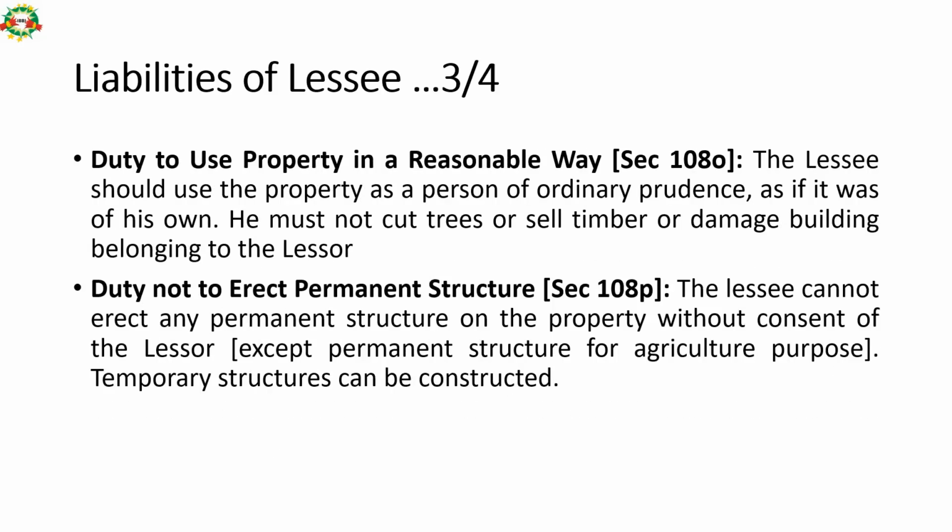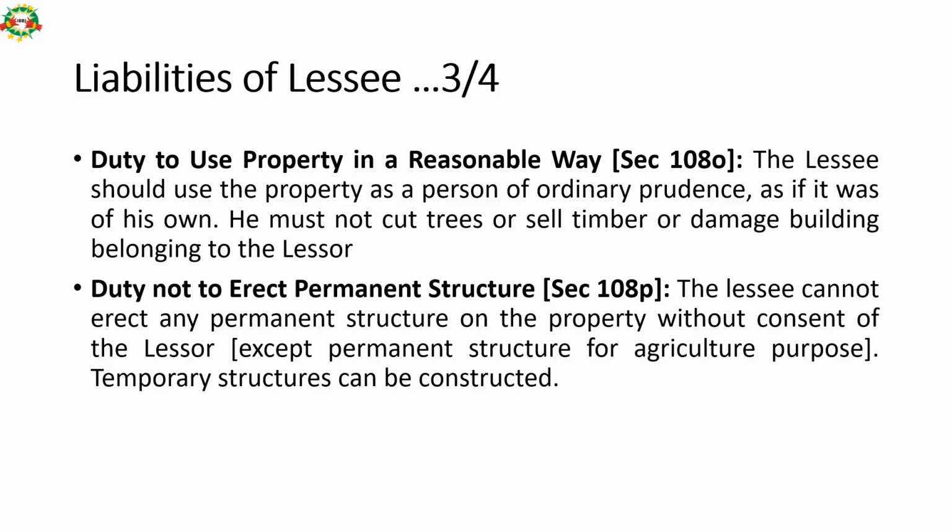Duty to use property in a reasonable way. The lessee should use the property as a person of ordinary prudence, as if it was his own. He must not cut trees or sell timber or damage buildings belonging to the lessor. So if before taking a house, a mango tree was there in that house, I'm not supposed to cut that mango tree during my possession as a tenant.